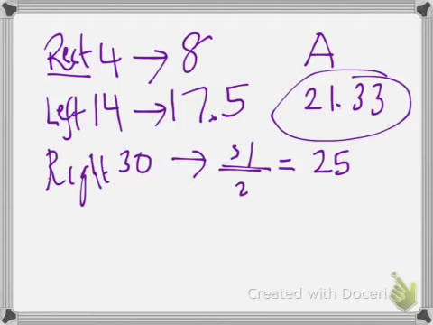So sorry, 25.5. So that's coming out to be 51 over 2. So see, it has gone down. The right one has gone down, the left one has gone up, by increasing the number of rectangles. So that's one way of making your approximation better.